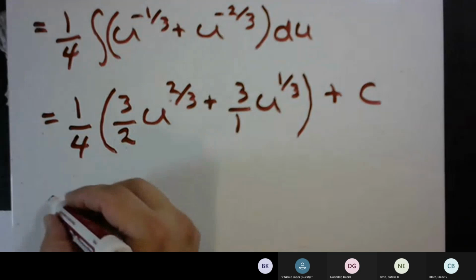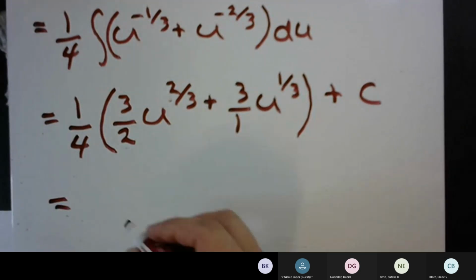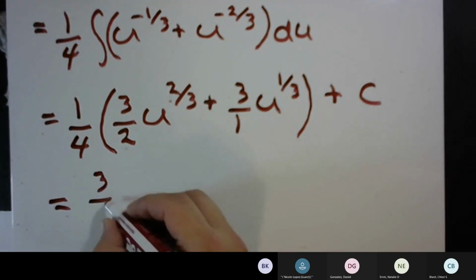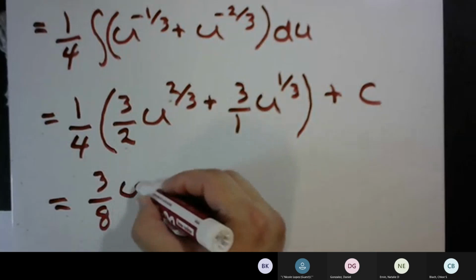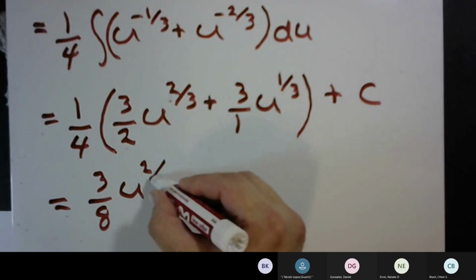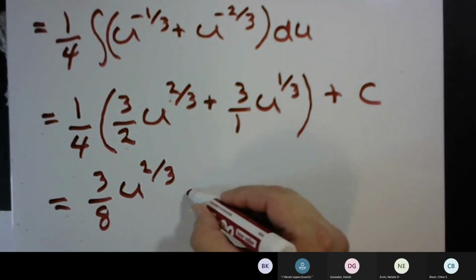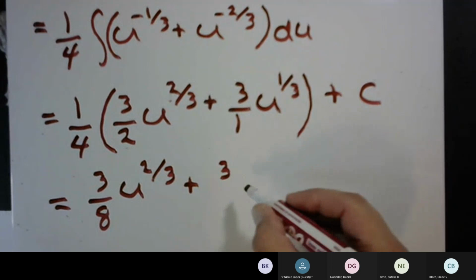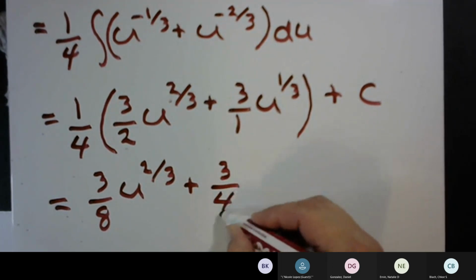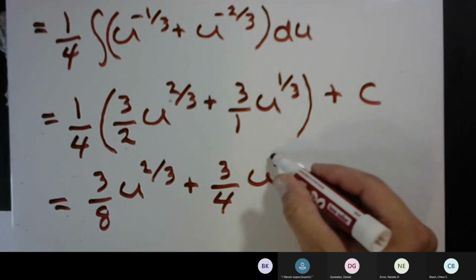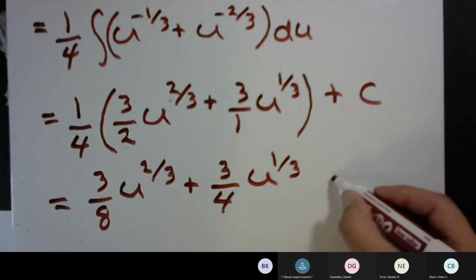Then we multiply through by 4. This will be 3/8 u to the 2/3 plus 3/4 u to the 1/3.